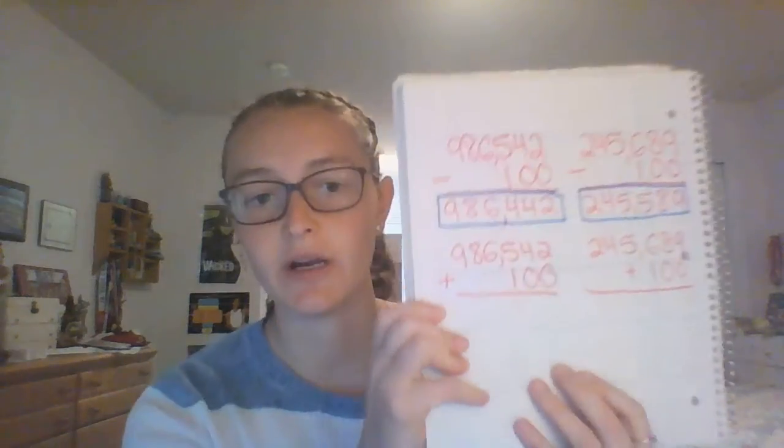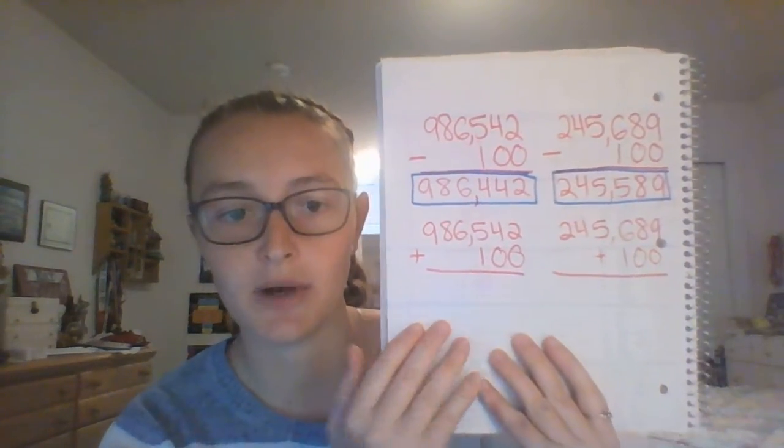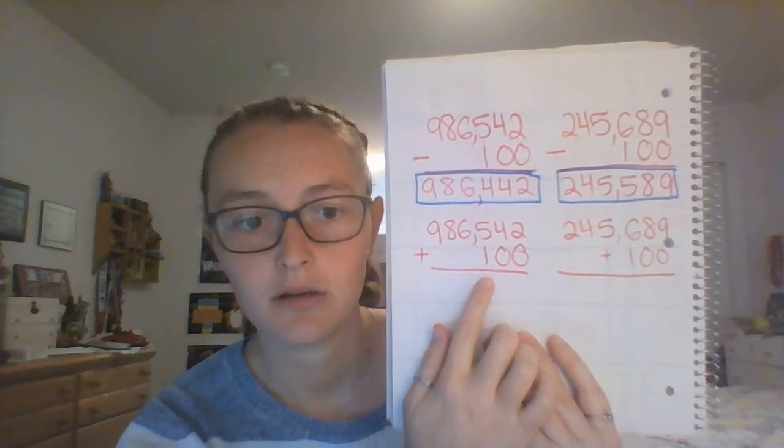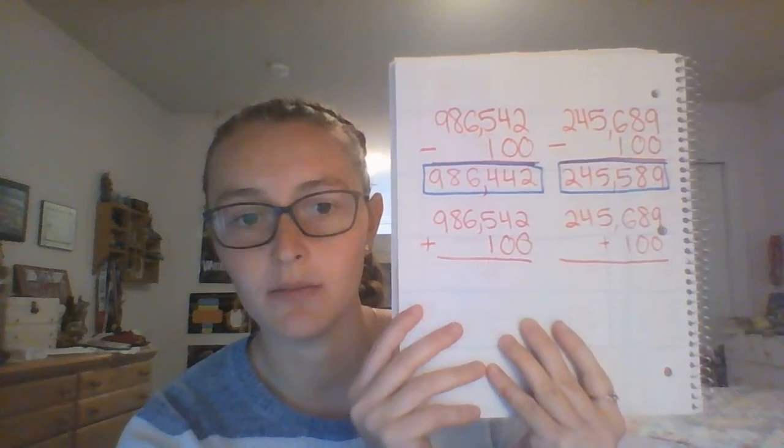986,542, plus 100. And 245,689 plus 100. Remember, more than means we are adding. So here's how I set it up. Again, we want our hundreds places to line up so we can do our math correctly.